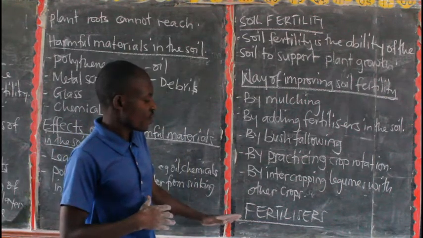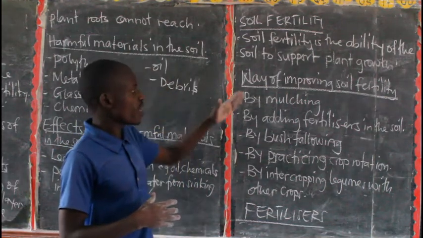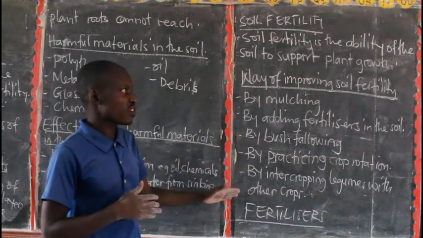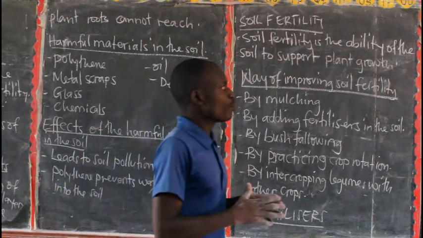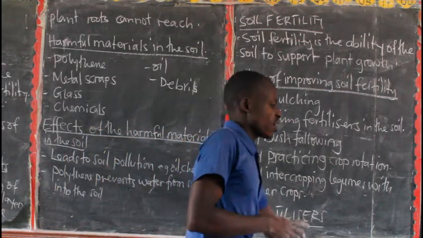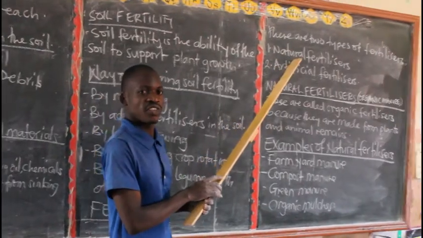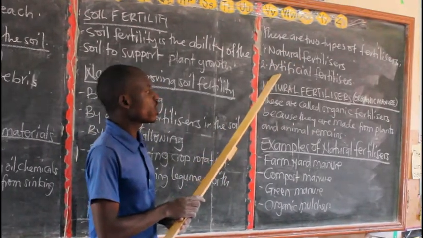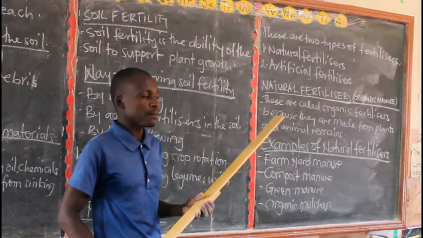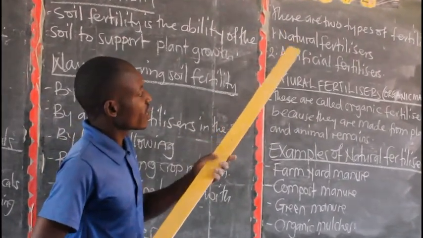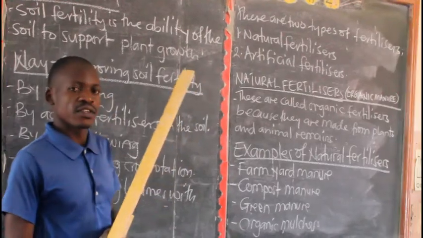Then we want to look at the fertilizers. We said one of the ways of improving soil fertility is by adding fertilizers. So we have said there are 2 types of fertilizers in our environment: natural fertilizers and artificial fertilizers. Are you together? We have 2 types of fertilizers: natural fertilizers and artificial fertilizers.